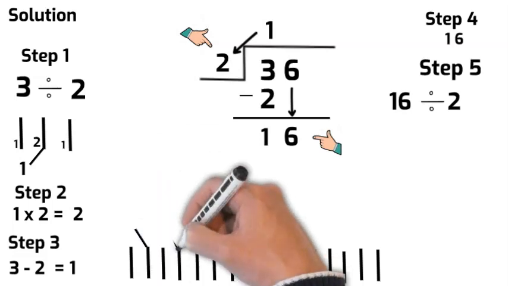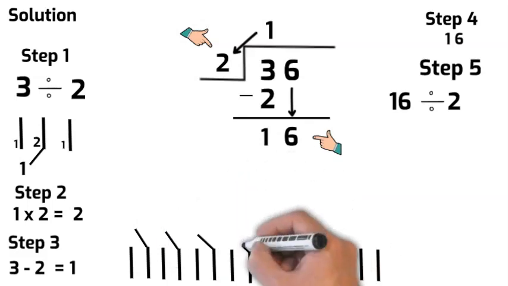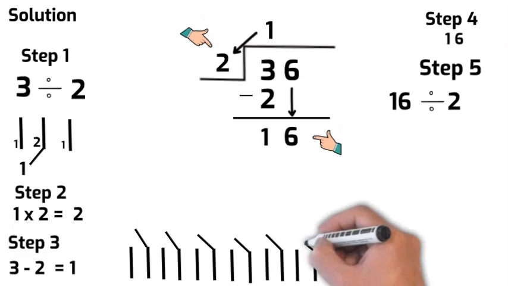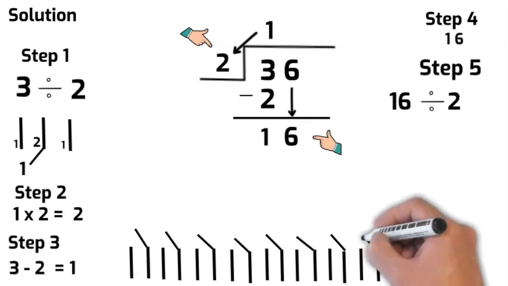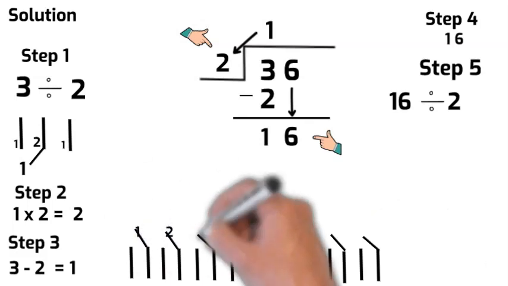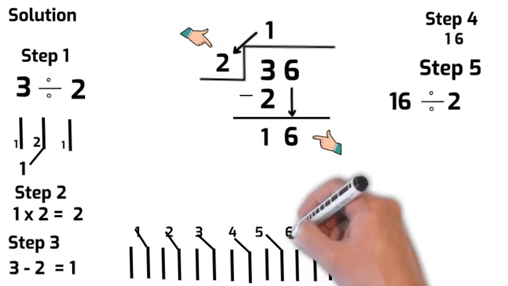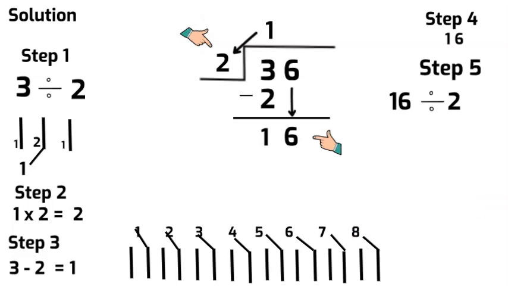1, 2. Demarcate. 1, 2. Demarcate. We have 1, 2, 3, 4, 5, 6, 7, and 8. We say 2 into 16 is 8.